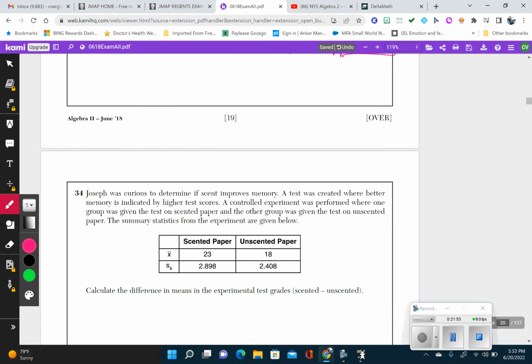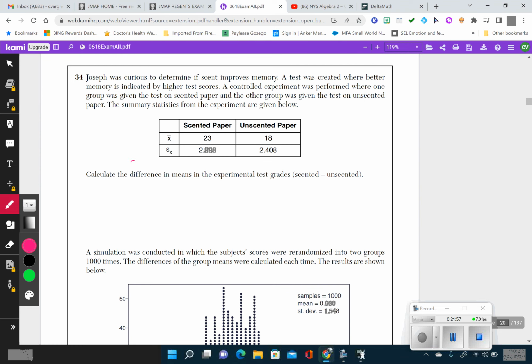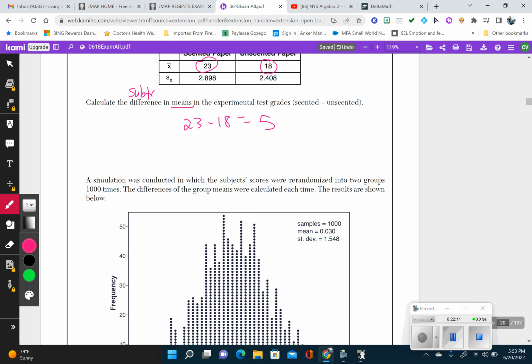Okay. This question right here looks really long, but all it means, difference means to subtract. So we're going to subtract the means. So these are the means, right? 23 and 18. So you're literally just subtracting 23 minus 18. And that just gives you 5. That's the answer to the first one. That was actually worth a point.